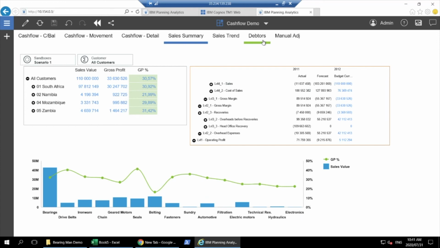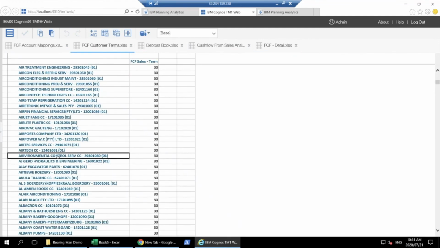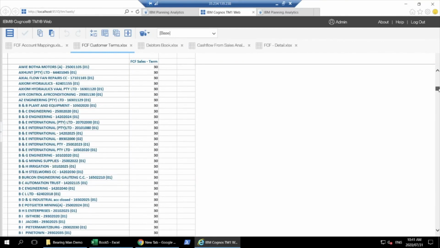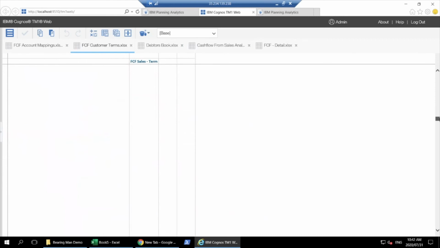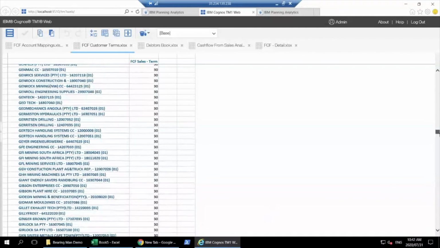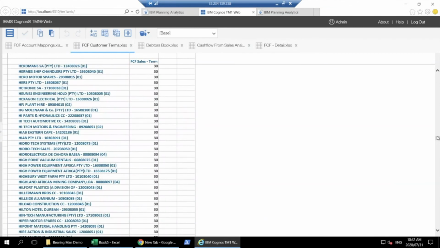So all of these parameters we can play with and alter. We've looked at changing debtors, we've looked at manual adjustments, and we've looked at changing the sales numbers. Remember that we can also change items such as the customer terms. You might decide for a particular customer that you've negotiated new payment details, and you might want to go in and change their terms. So you've got your full debtors book over here, and you can literally scroll through and change any customers that you want.